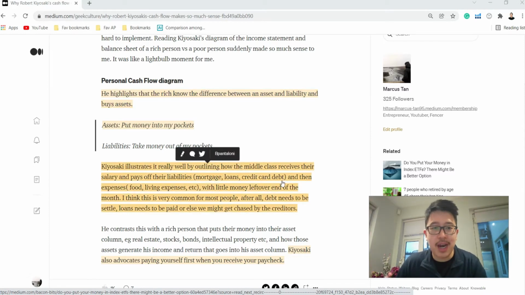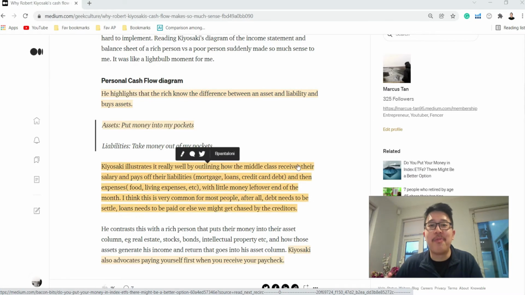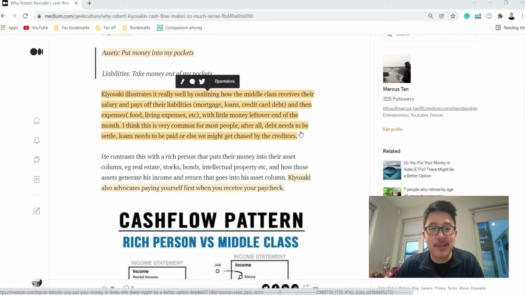You can see all of it is highlighted because when I wrote this article, a lot of people were highlighting points that they found very helpful. So that's really encouraging to me.